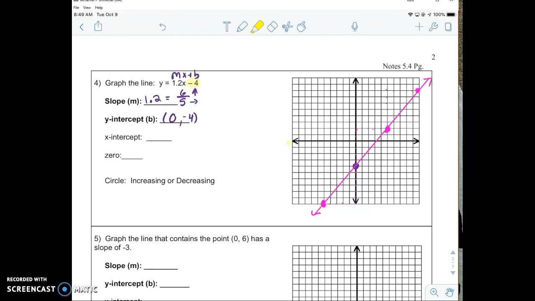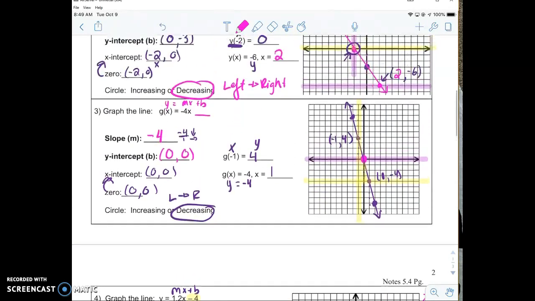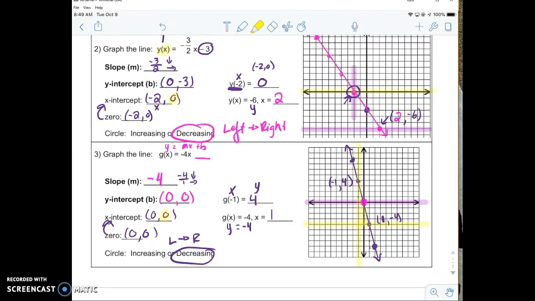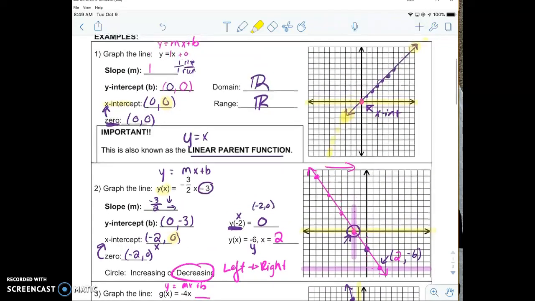X-intercept, I'm looking for where my graph crosses the x-axis. It appears that this does not cross the x-axis at a specific point. So we're going to use what we know about x-intercepts to solve for that point. So notice on the front, for all of my x-intercepts, the y value is the same. The y value is 0 at every x-intercept.